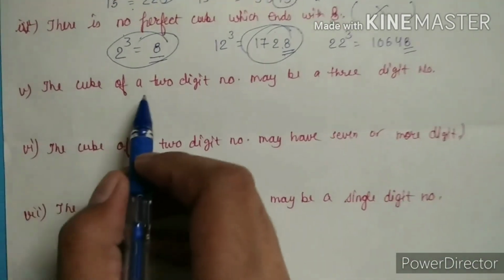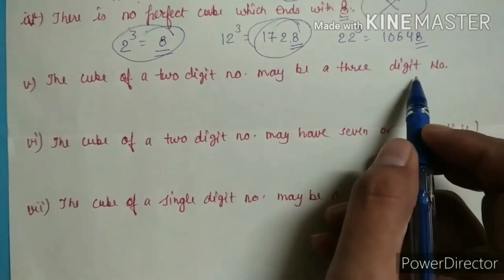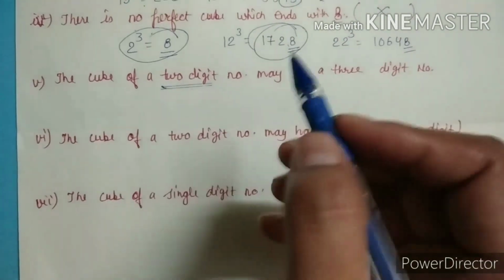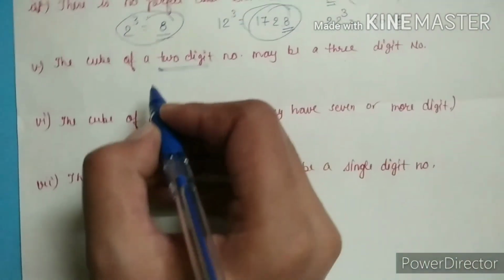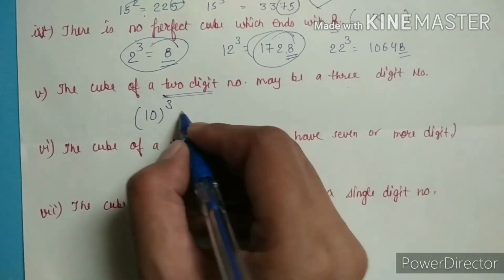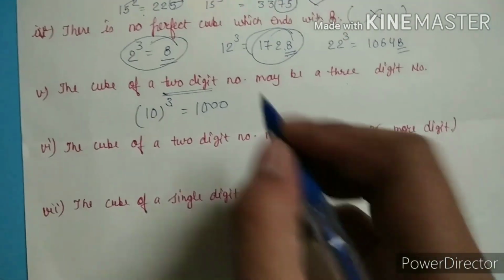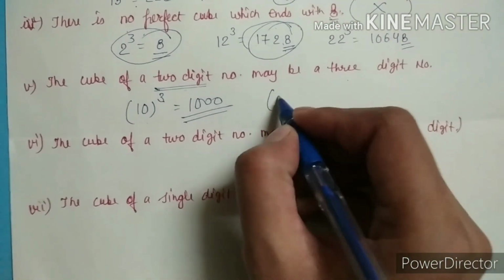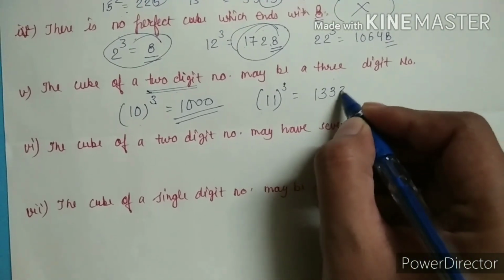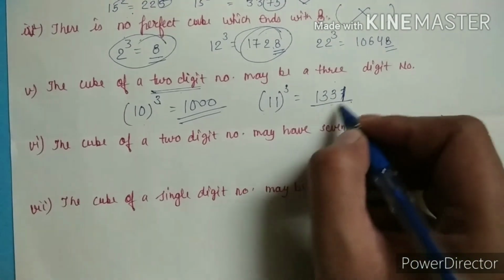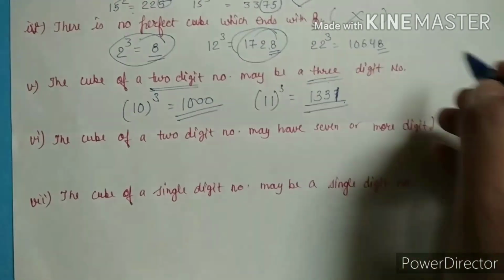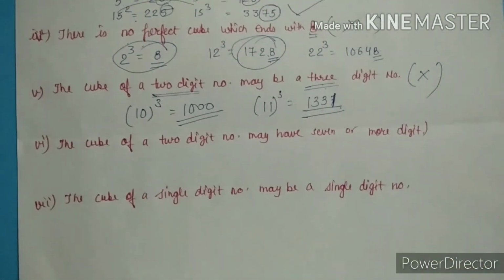Fifth is, the cube of a 2-digit number may be a 3-digit number. So when we are taking the cube of a 2-digit number, its answer will be 3-digit? The first 2-digit number is 10, and when we take its cube it is 1000, which has 4 digits. One more example we can take. 11 cube, its answer is 1331. It also has 4 digits, and the sentence is telling only 3 digits. That's why it will become false.